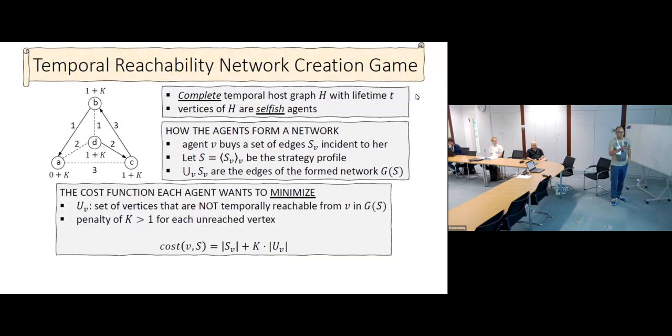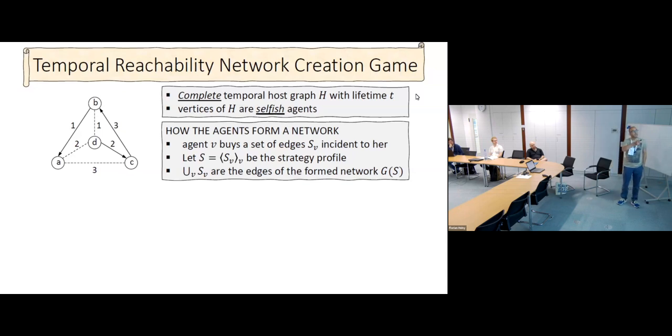So, the directions that you see here are only needed to specify which are the agents that are buying the edges. For example, this edge is bought by agent B, the edge from C to B is bought by agent C, and the edge DC is bought by the agent D.